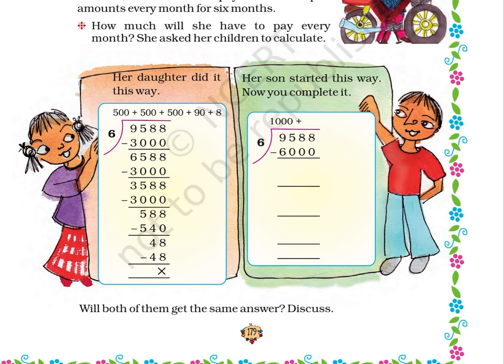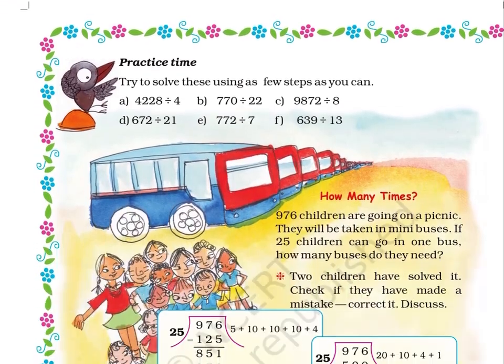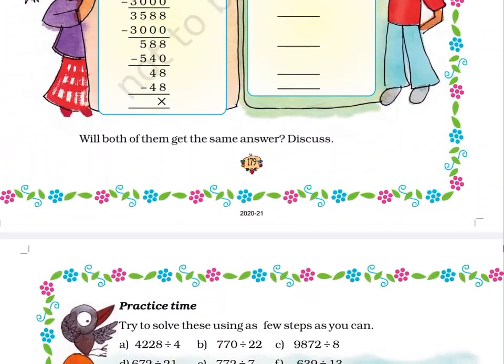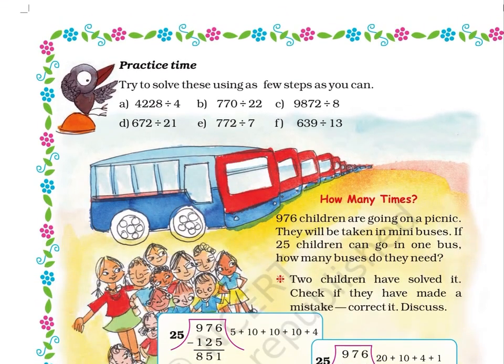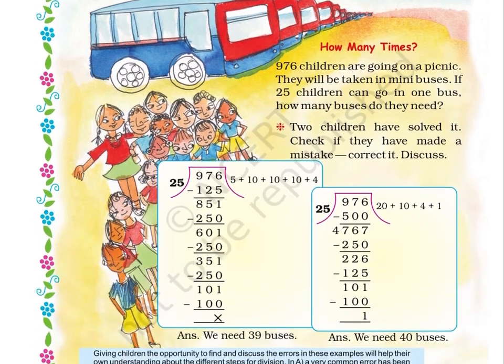A. 4208 divided by 4. B. 770 divided by 22. C. 9872 divided by 8. D. 672 divided by 21. E. 772 divided by 7. F. 639 divided by 13. How many times?